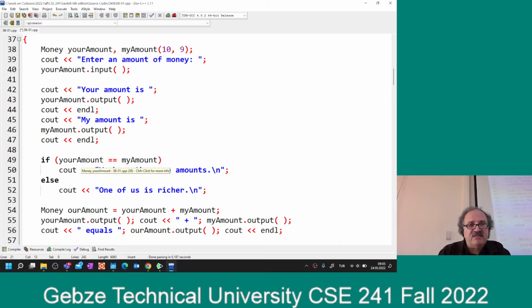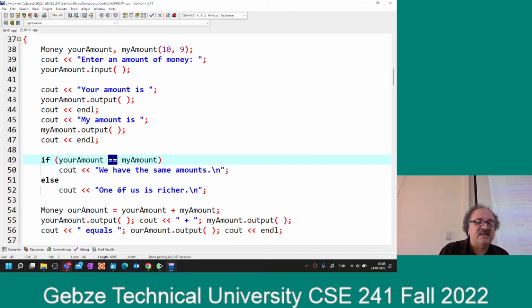And I am going to do this. Is your amount equal to my amount? So what is this? Somebody has overloaded this operator, the equal to operator. Now it works. I am comparing two Money objects. If they have the same amount, I am going to print "we have the same amounts."